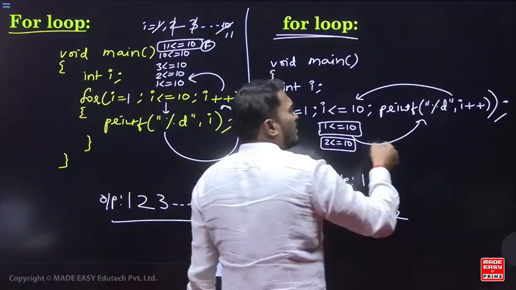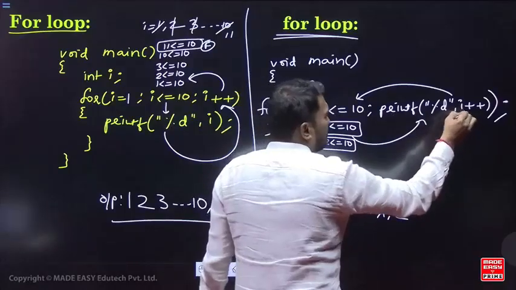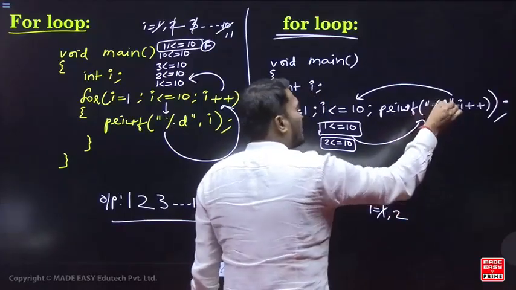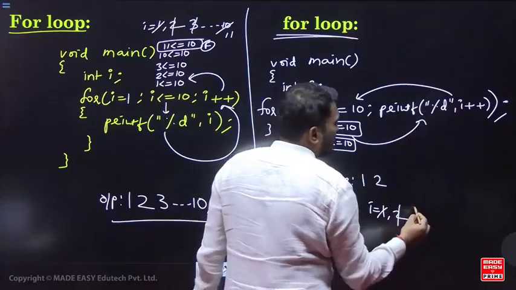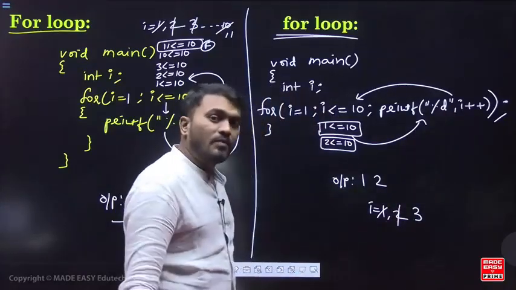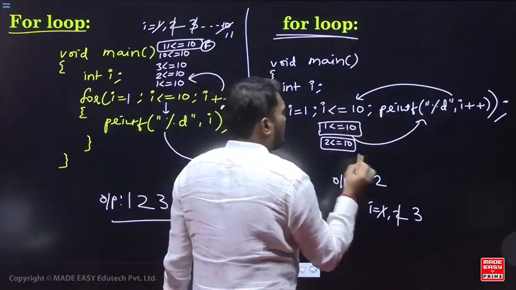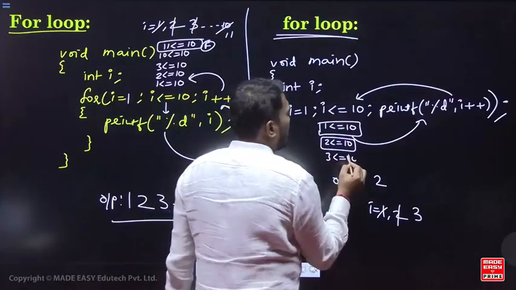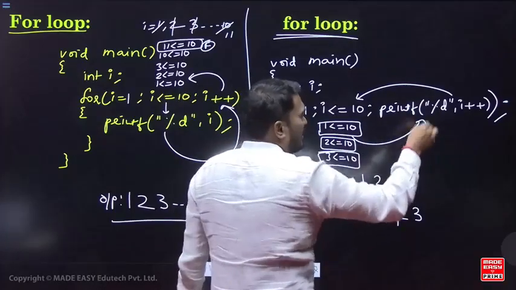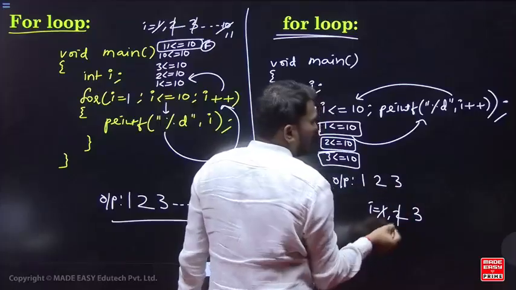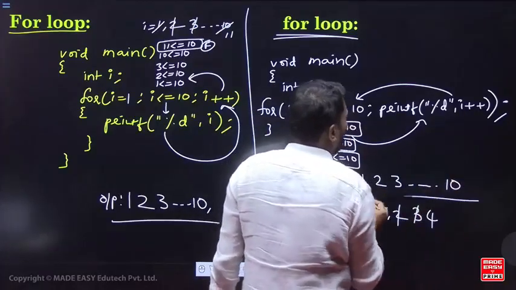True. So again you say printf percent I plus plus. I value is 2, so it will print 2, but afterwards it will become 3, because it is a post increment. And again you check the condition, I less than or equal to 10. I value is now 3, so 3 less than or equal to 10 is again true. Again printf I plus plus, it will print 3, but afterwards it will become 4. Same thing, it will print up to 10.